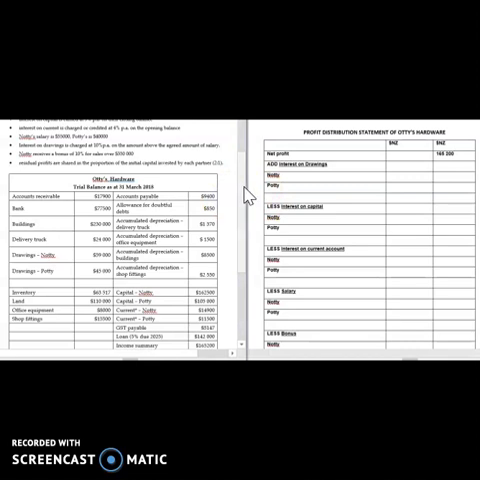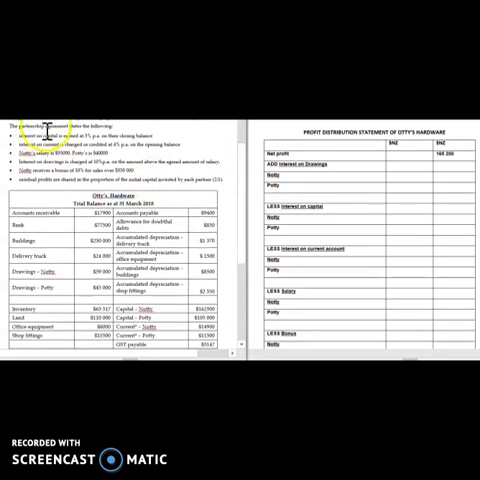Now let's read the question a bit before we start. The partnership agreement states that partners will get what? Interest on capital. Partners will earn interest on capital at 5% on their closing balance. These are their closing balances. Interest on current account will be charged or credited. In this case, partners will be allowed interest because it's a credit balance on their current account. Partners will get interest on current account at 4%.